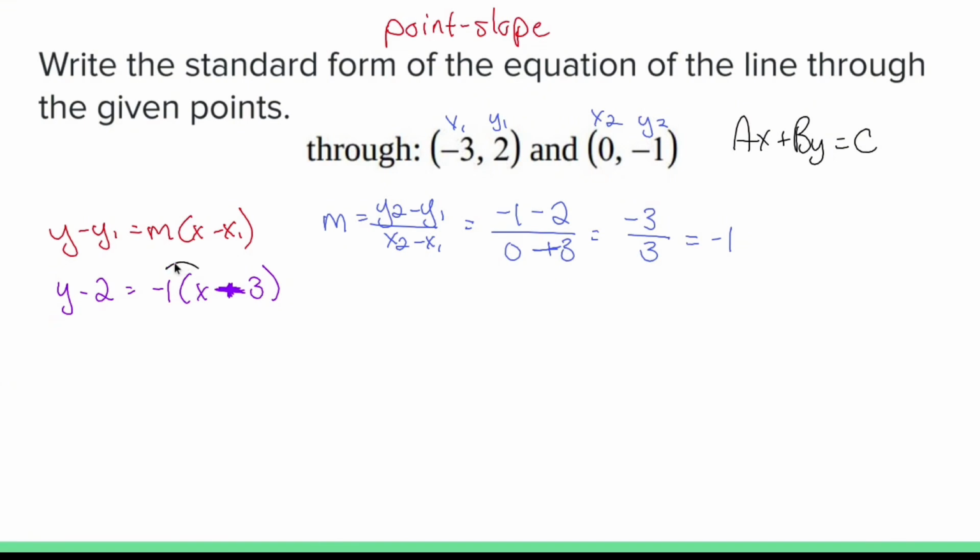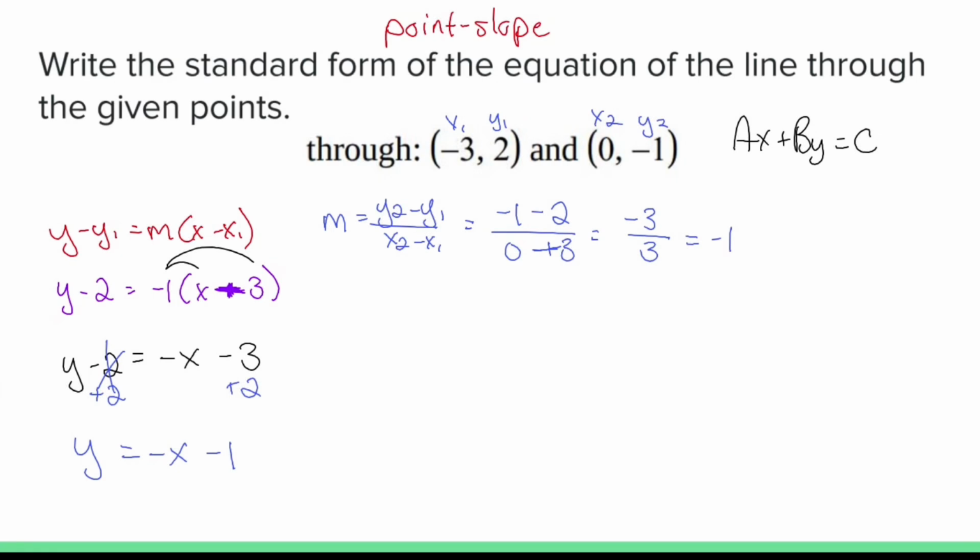So let's distribute that negative 1 first. Right, so that gives us negative x minus 3 on the right and y minus 2 on the left. I need to move the x and I need to move the negative 2, so it doesn't matter the order. Let's add 2 to both sides. Let's just get rid of that. So I have y equals negative x minus 1.